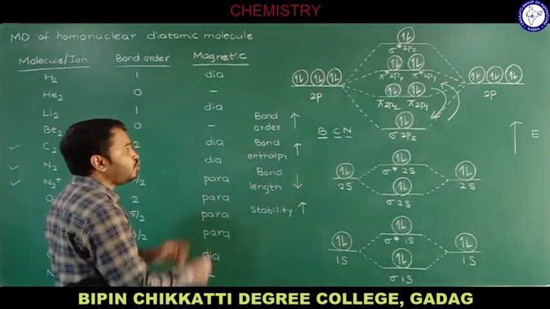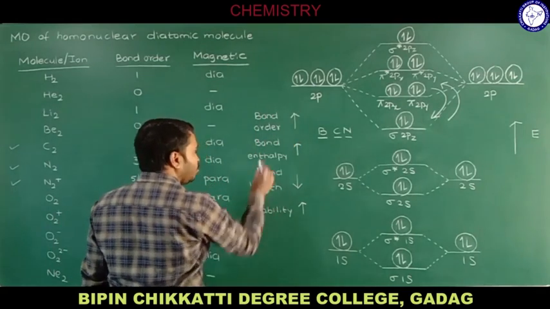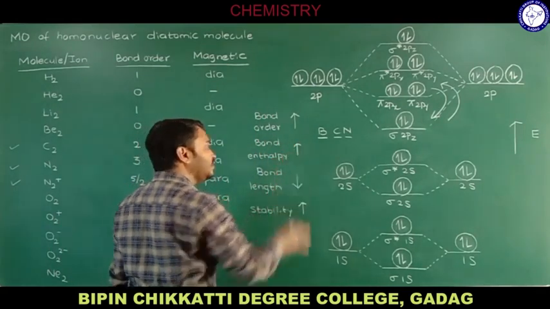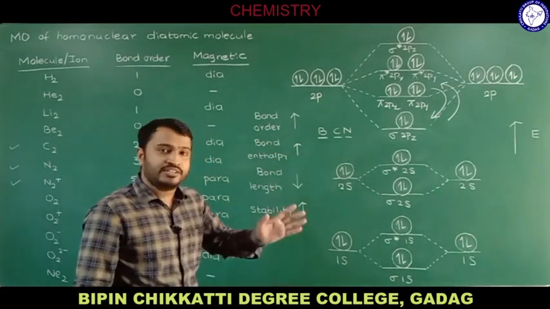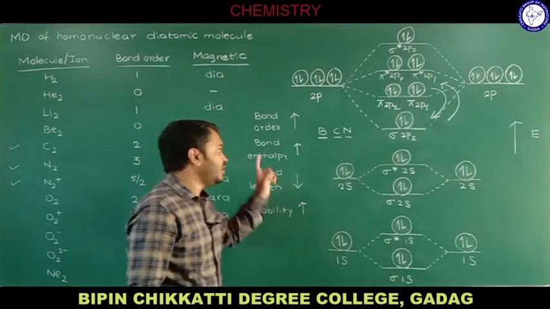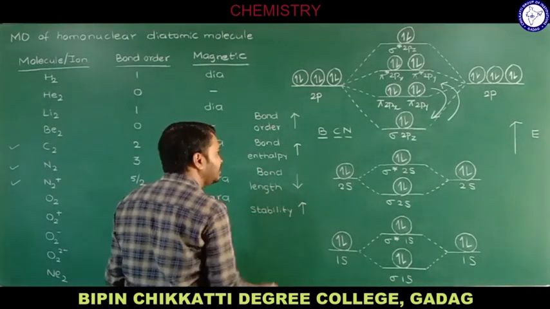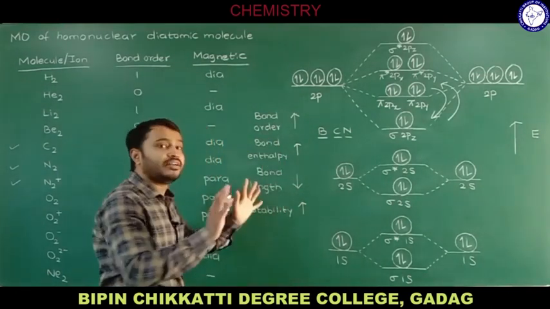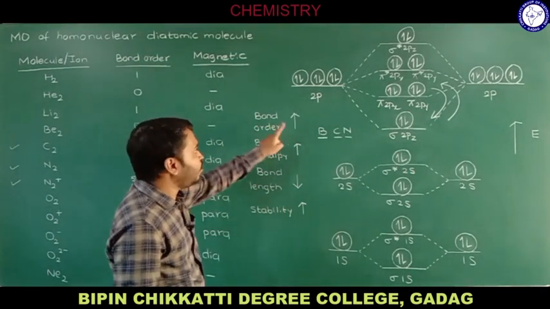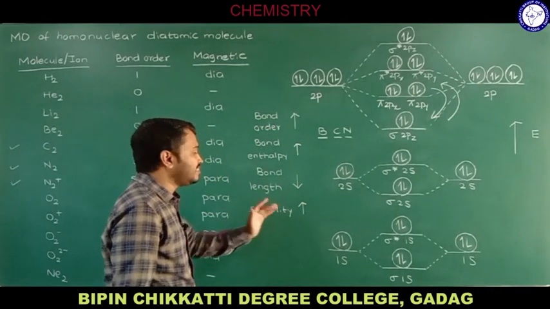In short, when the bond order increases, bond enthalpy also increases. Bond enthalpy is the energy required to break the bonds; in short, we call it bond enthalpy. And bond length decreases and stability increases. How are these four interrelated? Bond order increases, bond enthalpy increases, then the bond length decreases and stability increases.